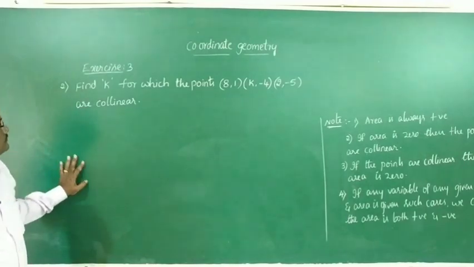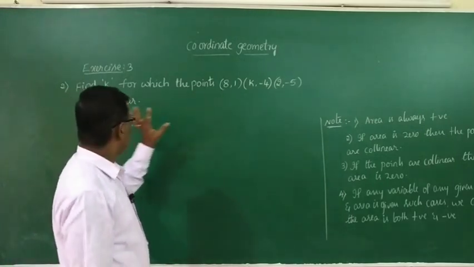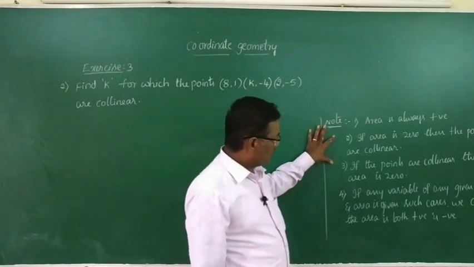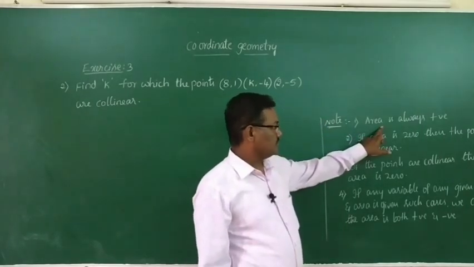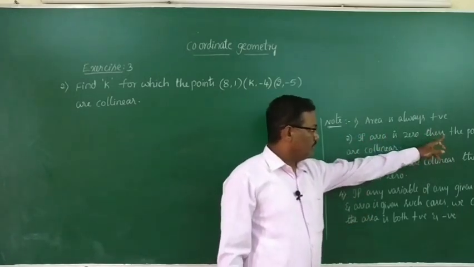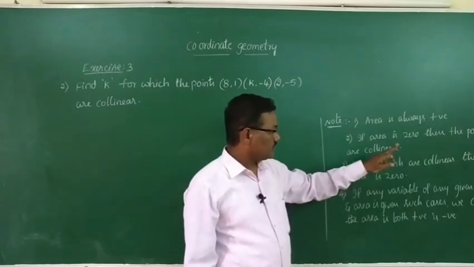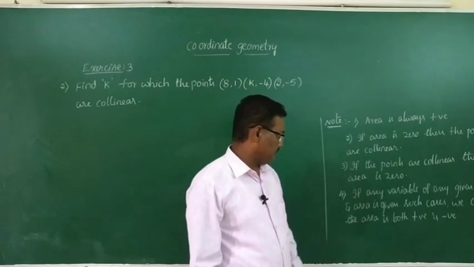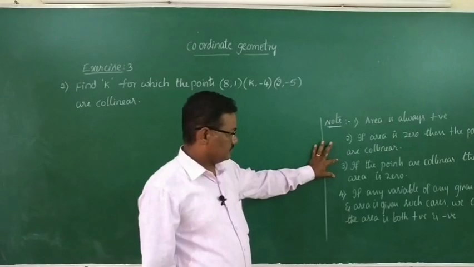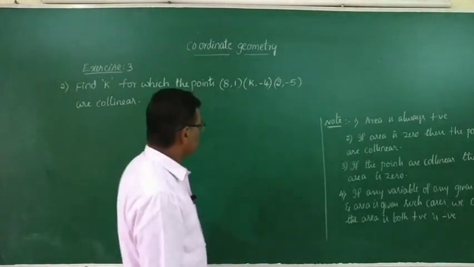In this problem, we have to find out k for which the points are collinear. So you remember, I have given the points here. Area is always positive, and whenever the area is 0, the points are collinear. It's vice versa. If the points are collinear, then area is 0. Yes. So the given problem belongs to the third point.